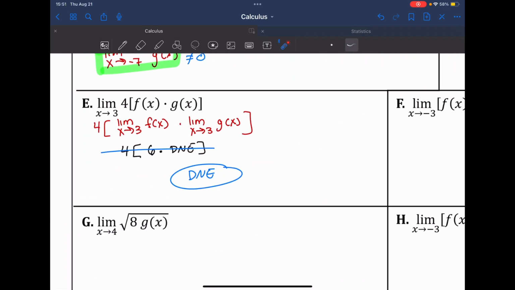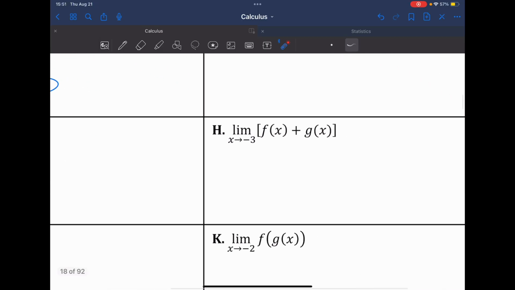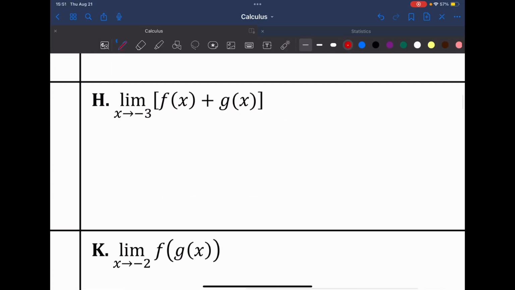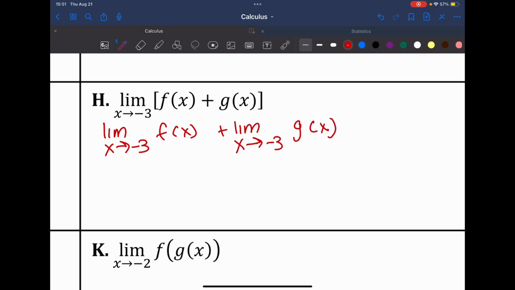Okay. I'm going to jump to h real quick so we can see something similar. So here, this is the limit as x approaches negative 3 of f of x, plus the limit as x approaches negative 3 of g of x. Again, there's no direction here, so they have to be approaching the same value from left and right. Well, when I solve this, I get negative 6 plus, and then for the g of x portion, I get does not exist. So again, if I end up with does not exist anywhere, the whole thing does not exist.